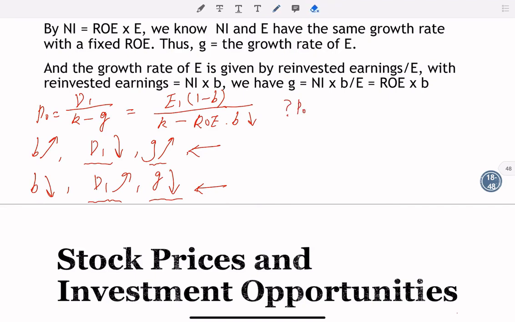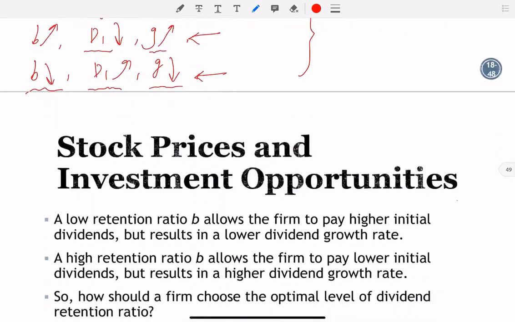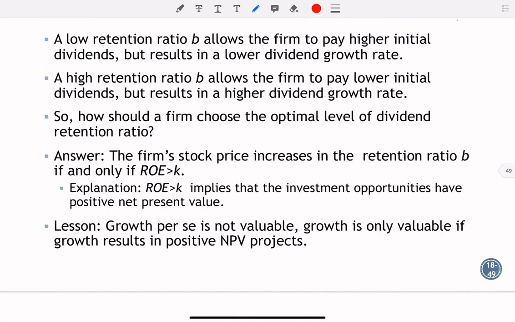Well, let's think about the other case. If you decrease the plowback ratio, now the numerator will increase. However, the denominator will also increase. So again, you don't know how P0 will change. Basically, this simple discussion does not give us a clear idea how stock price will change with respect to B, right? So now let me directly give you the answer.